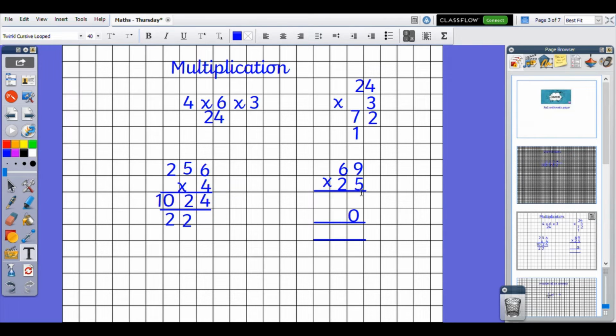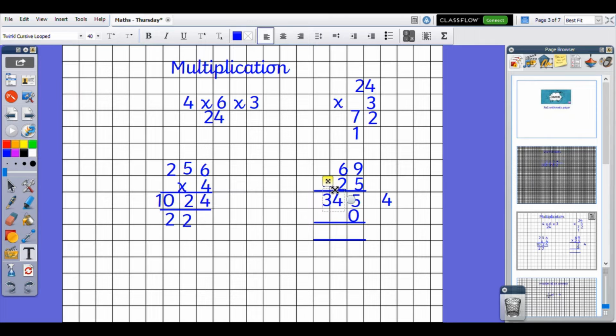So then we start with our ones number. So we do 5 times 9 to give me 45. We know we can't carry that, so we put the 4 to the side, and then we will add that onto the next one. Then we do 5 times 6, which gives me 30. And then I'm going to add the 4 to give me 34. There's nothing else there, so I can put 34 straight in.